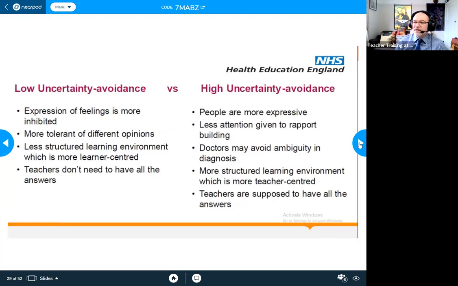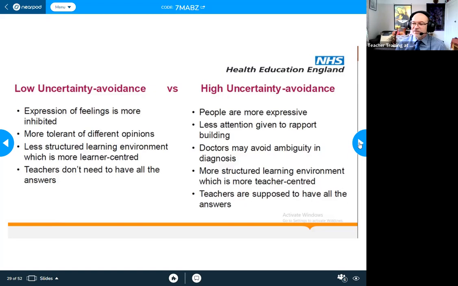And then the last one that we looked at there was the uncertainty avoidance, which the thing that I got you to do at the very beginning really is to think about your feelings, how you're feeling today. But in cultures where they have a low uncertainty avoidance, expression of feelings is not considered important. But they do have more tolerance of different opinions. And teachers aren't expected to have all the answers.